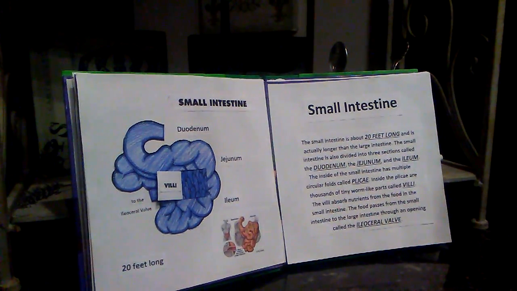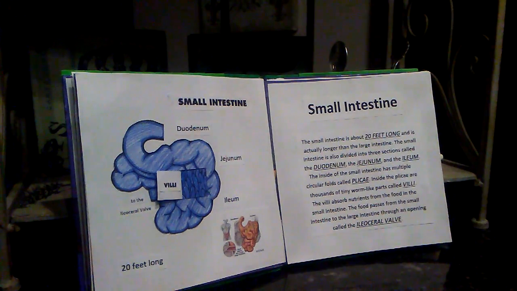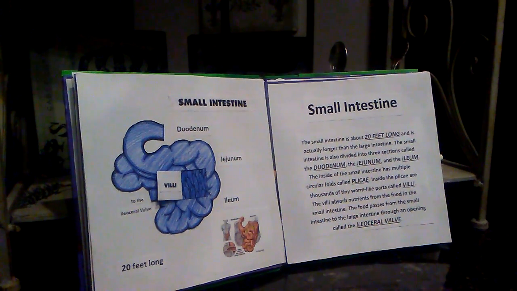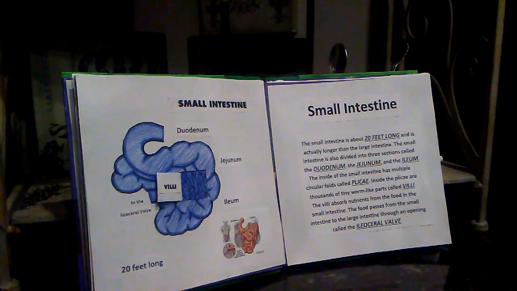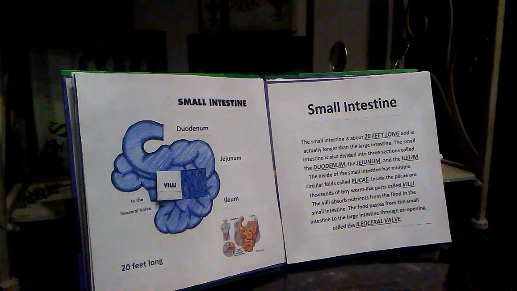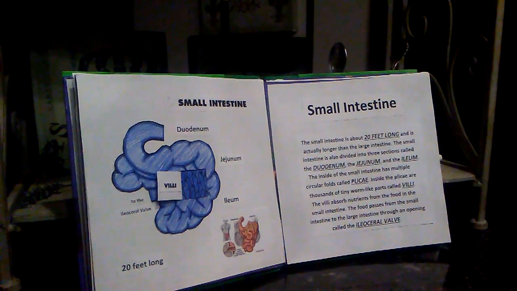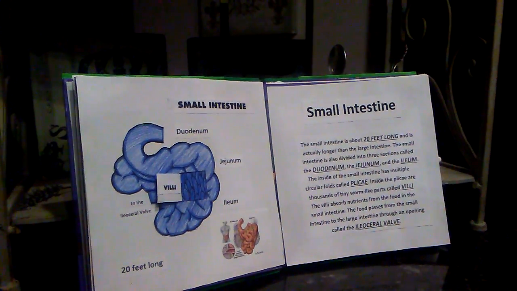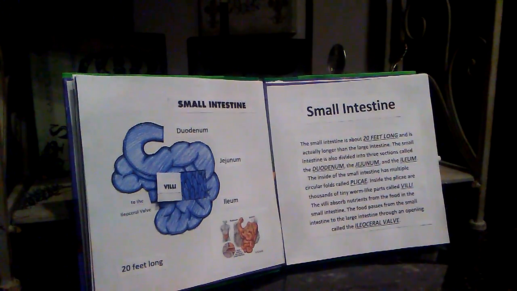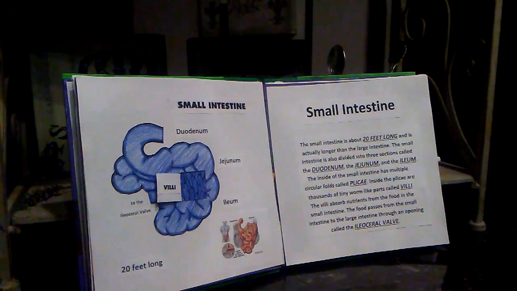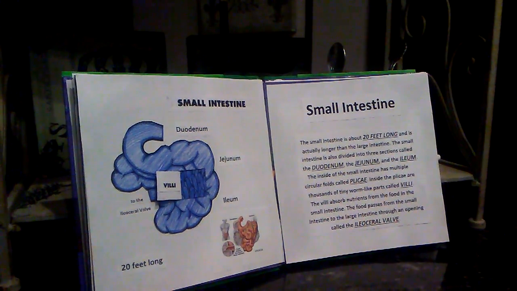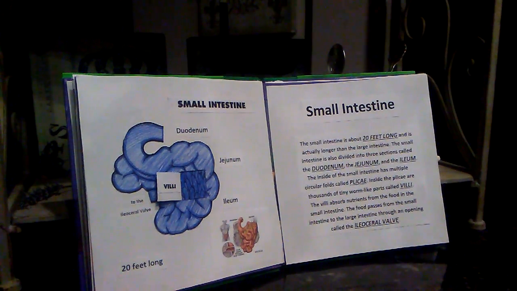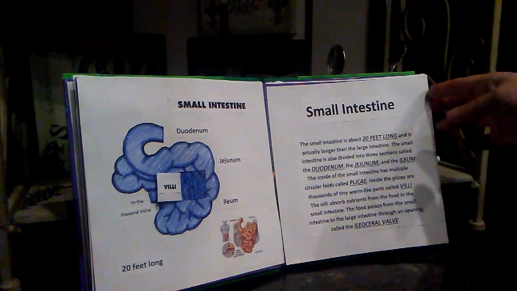The small intestine is about 20 feet long, and it is actually longer than the large intestine. The small intestine is also divided into three sections called the duodenum, the jejunum, and the ileum. The inside of the small intestine has multiple circular folds called plicae. Inside the plicae are thousands of tiny worm-like parts called villi. The villi absorb nutrients from the food in the small intestine. The food passes from the small intestine to the large intestine through an opening called the ileocecal valve.